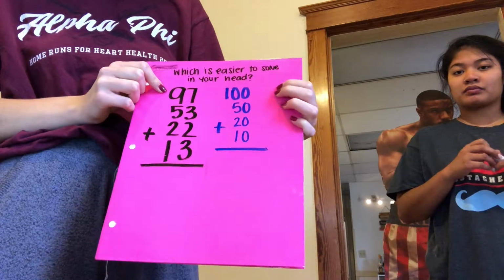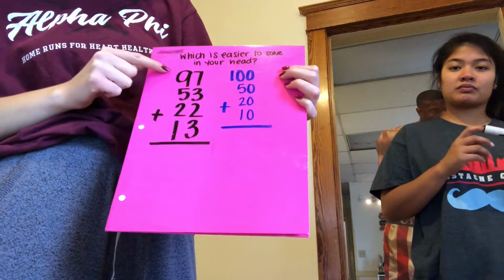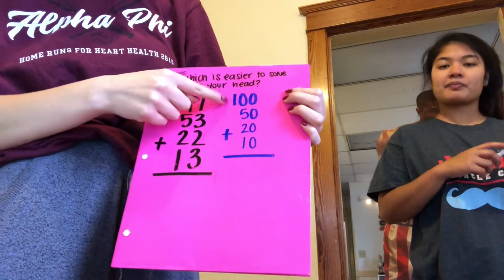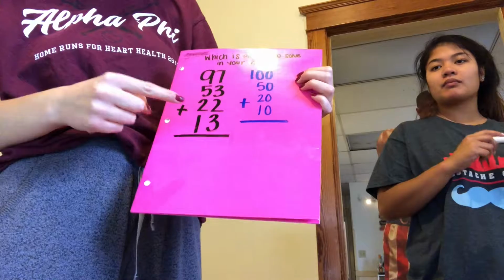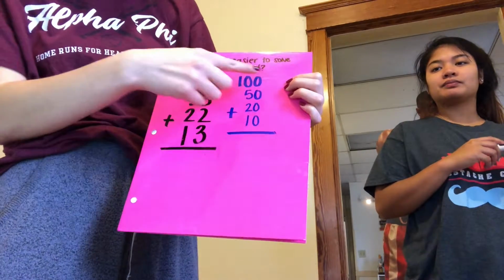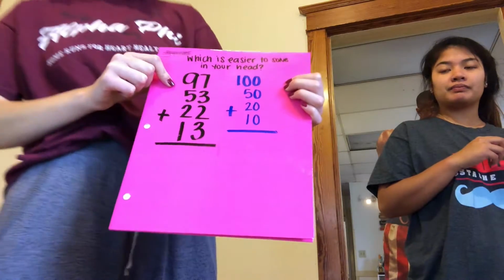So 97, to round it, we either go up or we go down in order to get a number that's easier to work with, which is 100. We'll learn all about this in just a second too. But this equation is easier to solve because it's rounded from this one.